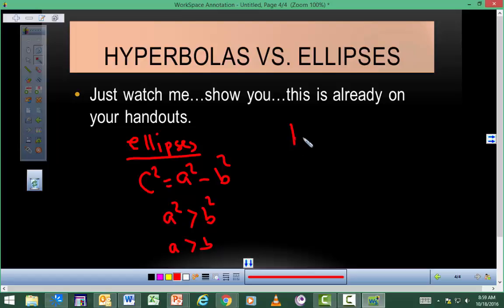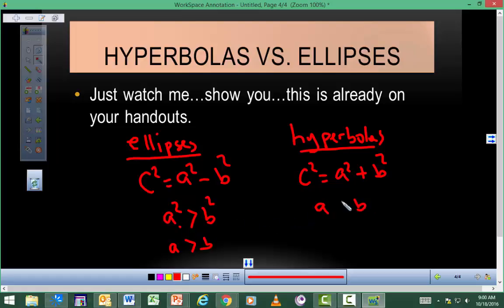For hyperbolas, we could say that c squared is equal to a squared plus b squared. And all that we can say here is that, with a and b, we don't know which one's bigger. But we do know that the transverse axis is the positive one, and the imaginary axis is the negative one.